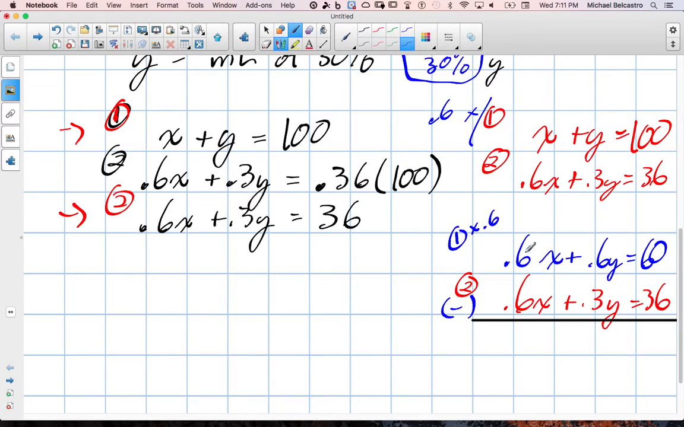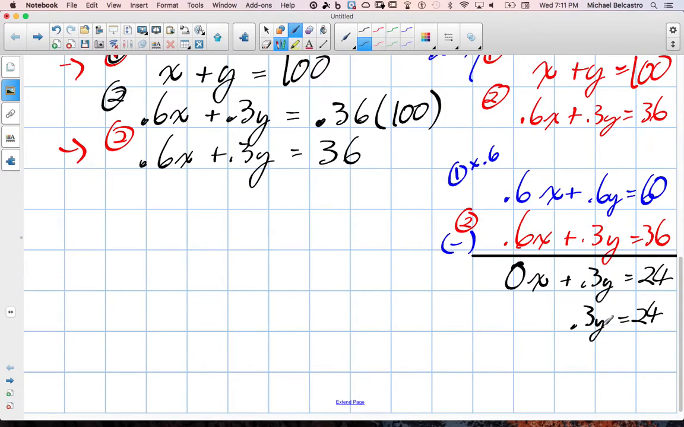So when we subtract 0.6x minus 0.6x, you end up with 0x. Normally they just tell you not to write anything, but I'm just going to show you that part. Okay, 0.6y subtract 0.3y. Well, that's going to leave us with positive 0.3y. And 60 subtract 36 is going to leave us with 24. So we're left with 0.3y equals 24. Beautiful. Now we can actually isolate. We divide both sides by 0.3.